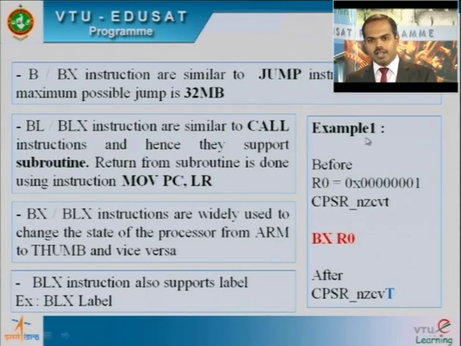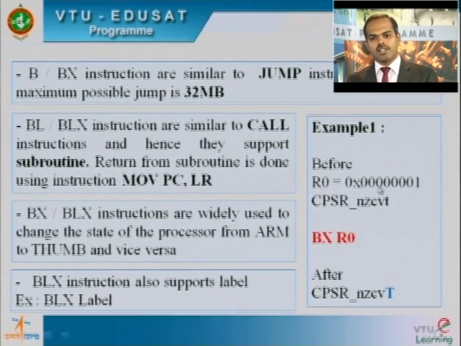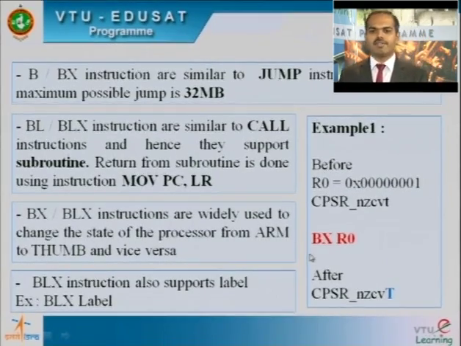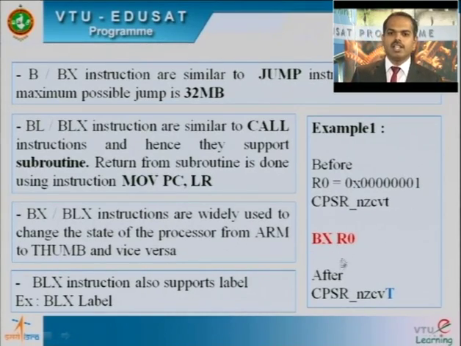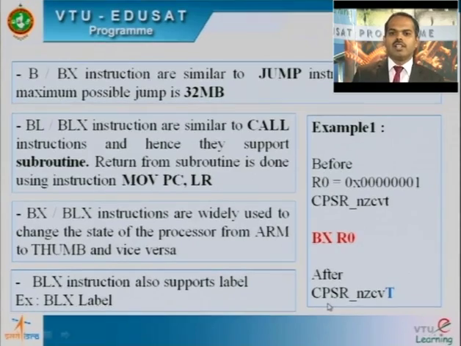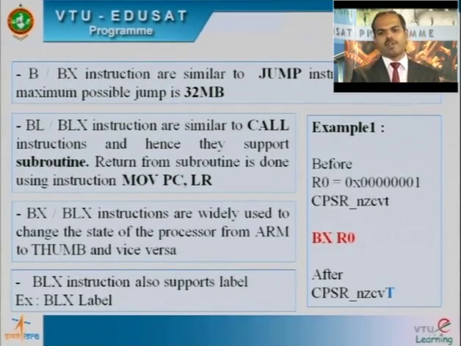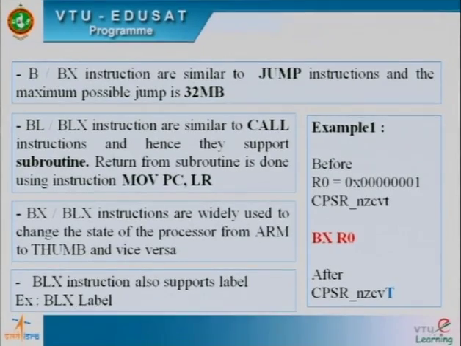One example is here. If R0 is 1, all the NZCV flags are 0, and T is also 0. All small letters indicate the value of the flags is 0. In such a case, if we use the instruction BX R0, after the execution of this instruction, please observe the CPSR NZCV flags are all 0, but the T Thumb flag is set to 1. That means the processor has changed its state from ARM state to the Thumb state.